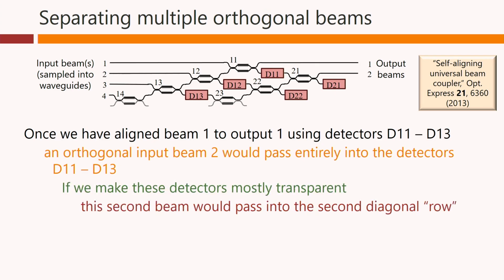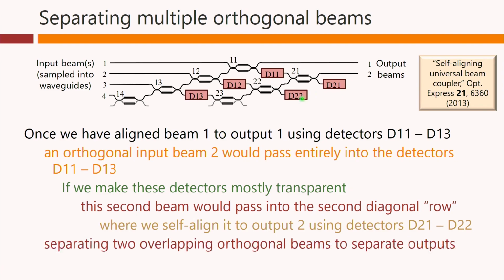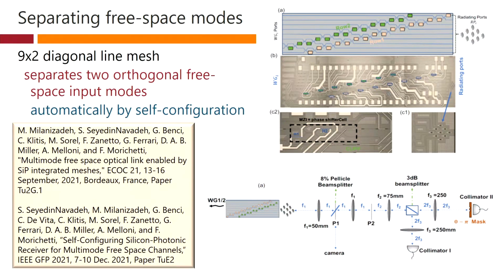If we make these detectors mostly transparent, all of this second beam would actually pass into the second diagonal row. That is, this diagonal row of Mach-Zehnders, where we could self-align it to output 2 using power minimization in these two detectors. This would separate two overlapping orthogonal beams to separate outputs, which actually is something that we really did not know how to do before. So here is exactly this kind of system that can separate two light beams.